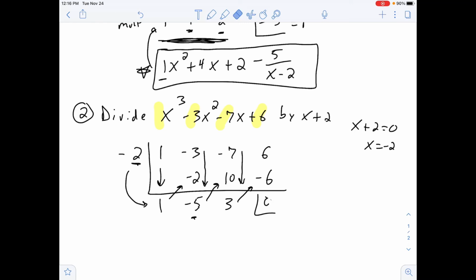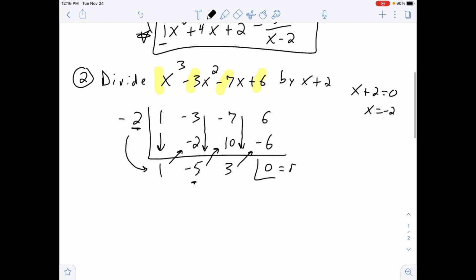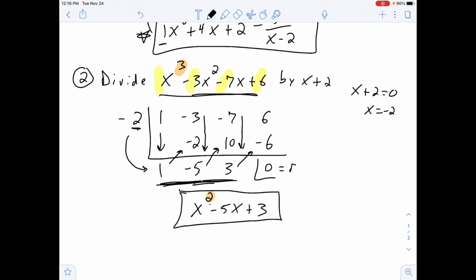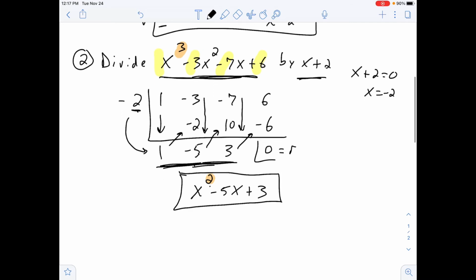The remainder is 0. So what does that tell us? That this divides evenly. x plus 2 divides into this polynomial evenly. So our answer would be x squared minus 5x plus 3. Remember, we just used these coefficients, one degree less than the 3, because we started off with x to the third power. So now we drop it down by 1. So this is the answer when you divide this polynomial by x plus 2. And again, the remainder is 0, so it divides evenly. All right, let's look at the last one here.